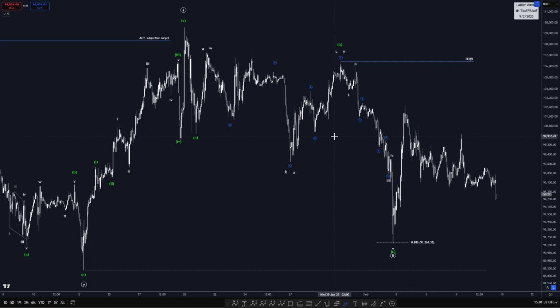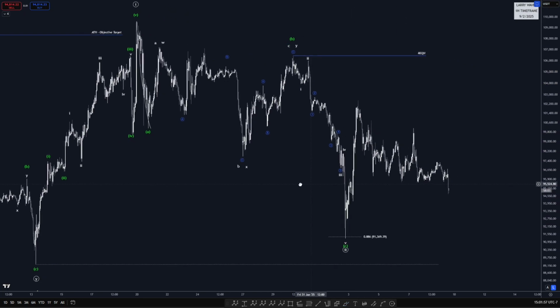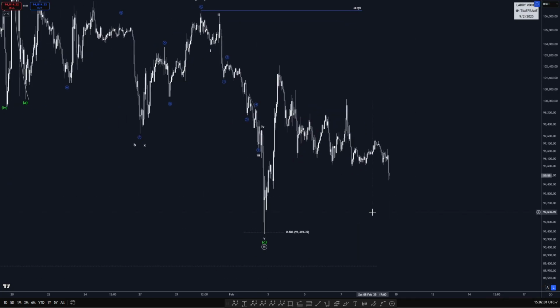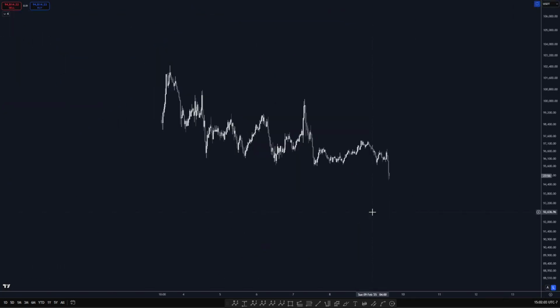As of this time, again, this is the only way that I could see this, and this is our final count, where this was a running flat type of correction, where this was an A, and then in the middle we had some type of running flat correction, either for a C or a Y. Either way, it was a clear B wave. Then we pushed down for that C wave. Now, this is where things get exciting and tricky. Let's go down to 30 minutes.